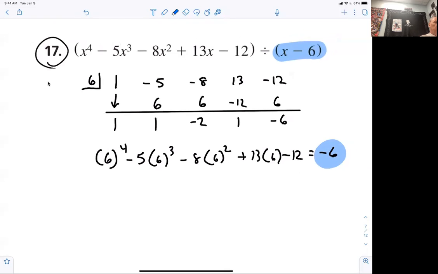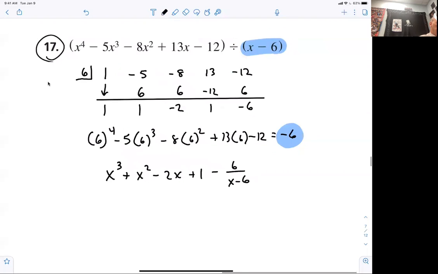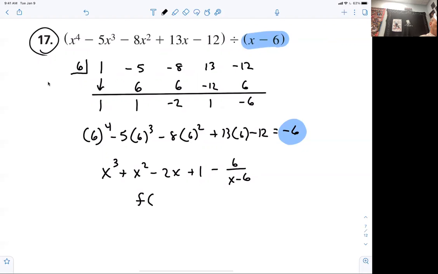Now, specifically, if you were asked to write out what the solution is, you would say that the solution is what? X cubed plus X squared minus 2X plus 1. Look, guys, that's not that hard. And again, the remainder theorem, what I'd like for you to put down here is that f of 6 equals -6. So those are the two valuable things about doing this.